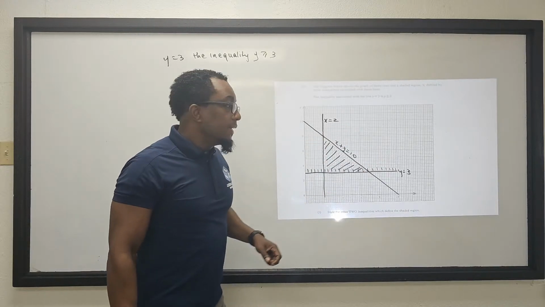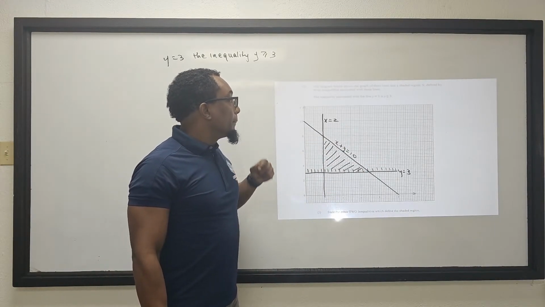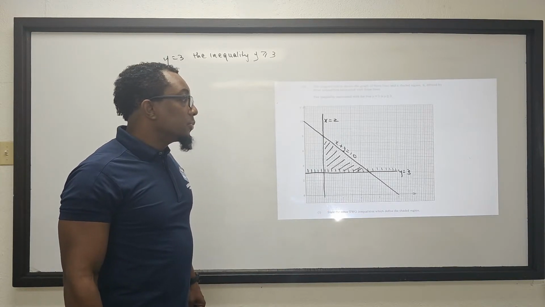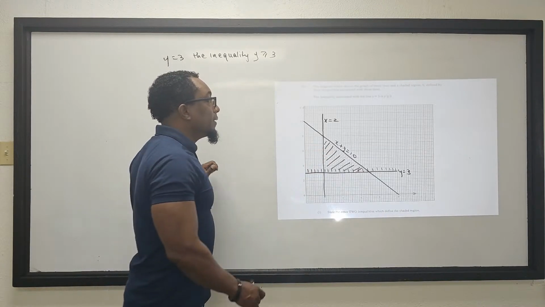Anytime we shade above, it's greater than or equal to. Now, they want us to state the other 2 inequalities which define the shaded region. So this is our shaded region. So what will be the other inequalities?